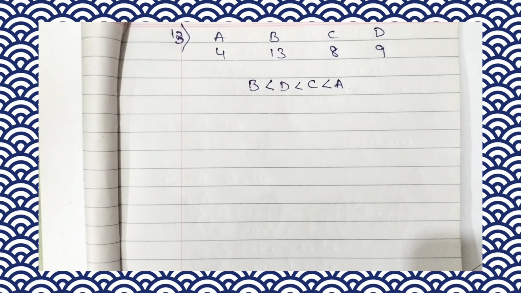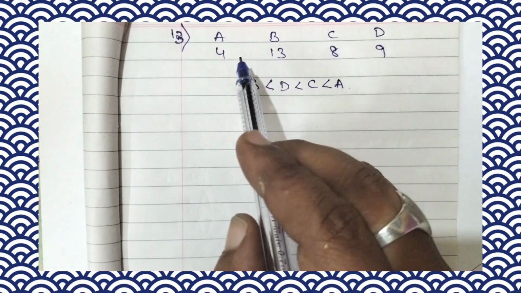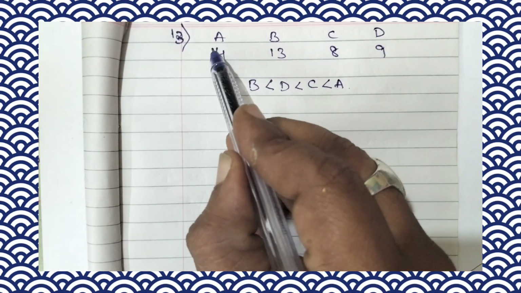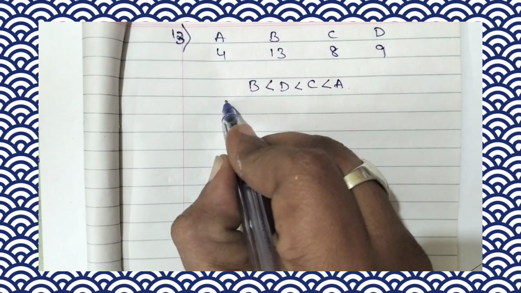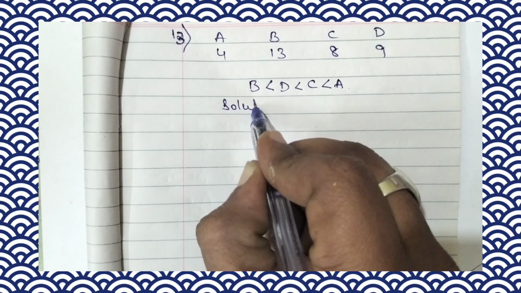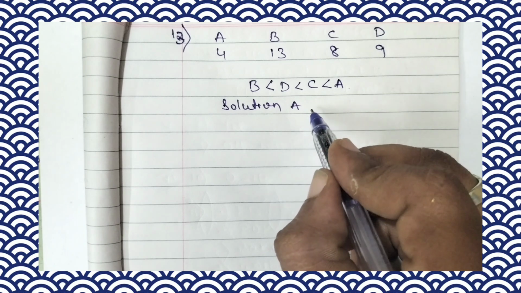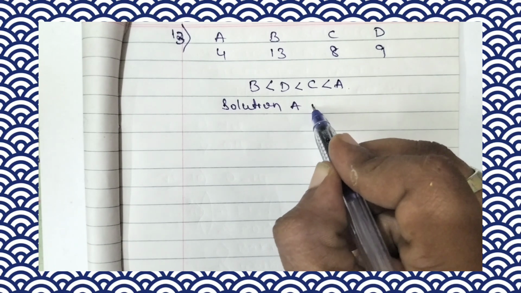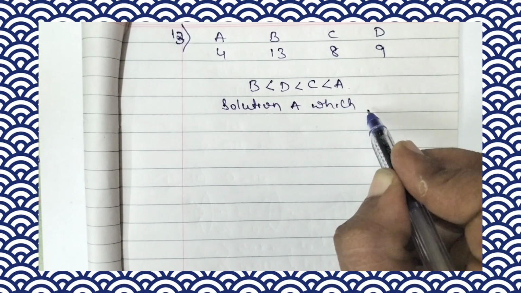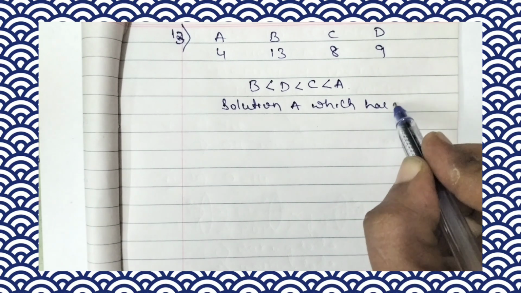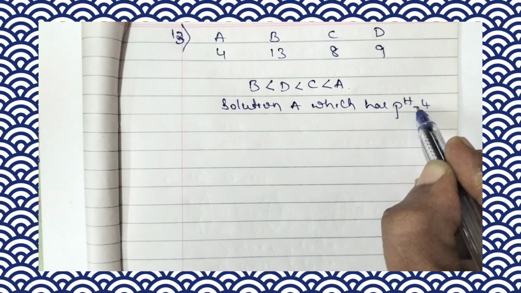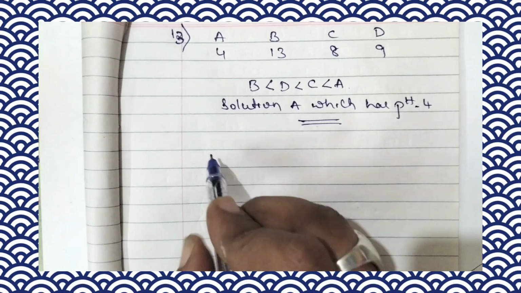Which solution among them has the strongest acidic property? Among these four, solution A will have the strongest acidic property. Solution A, which has pH 4, will be more acidic.